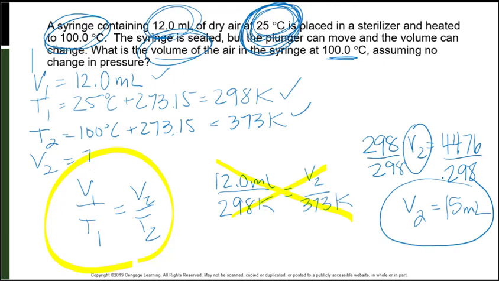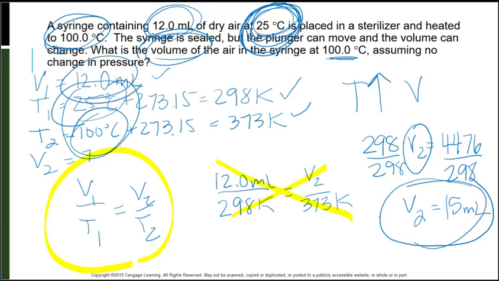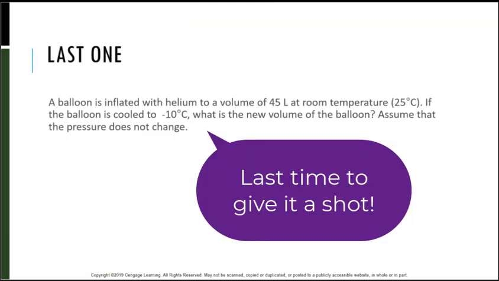Again, let's double check to make sure that we didn't make a goof. Our temperature went from 25 degrees Celsius to 100 degrees Celsius. So our temperature increased, which means our volume should increase. It went from 12 milliliters to 15 milliliters. Yes. Why don't you try this last one? See if you can set it up.